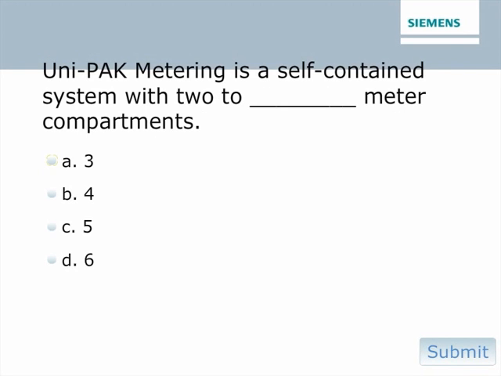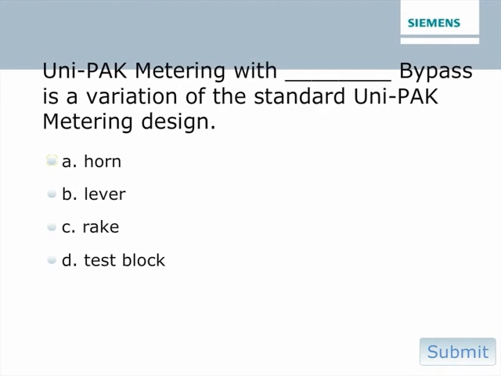Question 15. Unipack metering is a self-contained system with two blank meter compartments. Is it A, 3, B, 4, C, 5, or D, 6? Question 16. Unipack metering with blank bypass is a variation of the standard Unipack metering design. Is it A, horn, B, lever, C, rake, or D, test block?